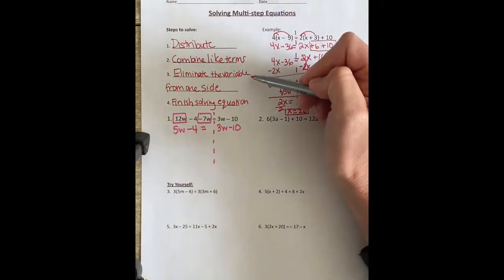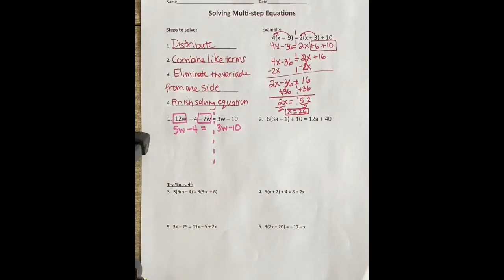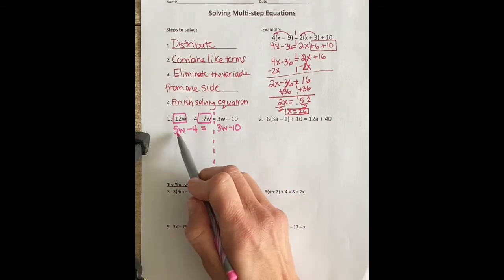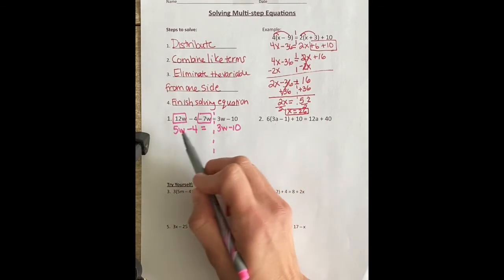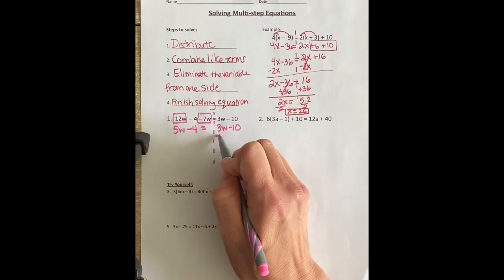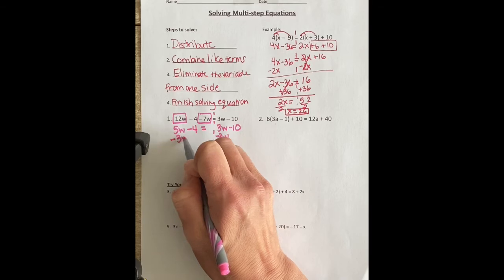So now I want to look to see, do I have to eliminate the variable from one side? Do I have variables on opposite sides that I need one of them to go? I do. I have 5W on the left side. I have 3W on the right side. You always want to eliminate the smaller amount. So since 3W is smaller than 5W, I'm going to subtract 3W from 3W and 3W from 5W.